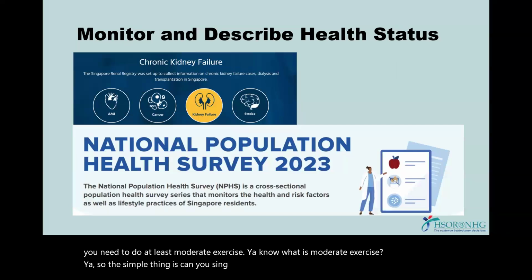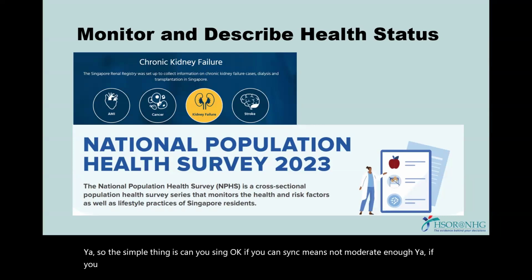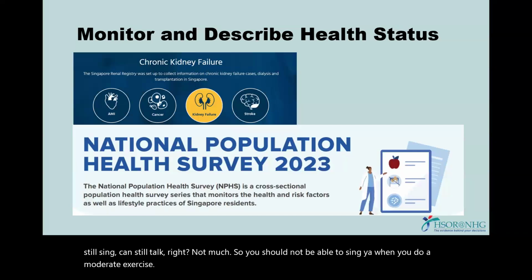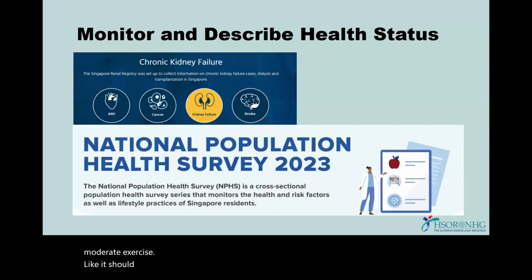If you can sing, it means it's not moderate enough. If you cannot talk, it means vigorous. So that is one of the easier ways. So when you run, you can still sing, can still talk, right? So you should not be able to sing when you do moderate exercise. It should be moderate enough, but not too much.